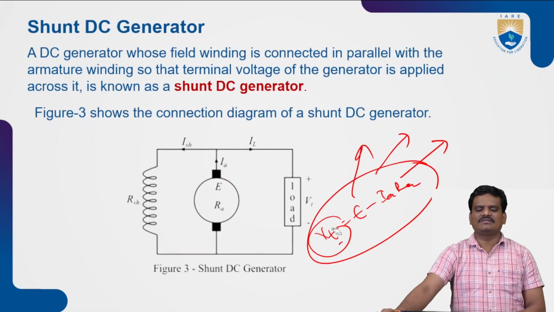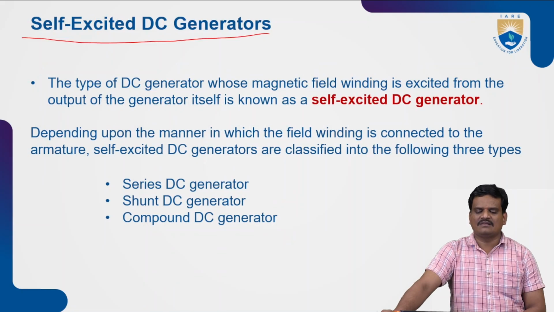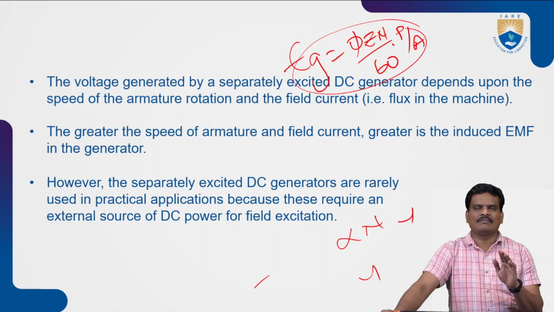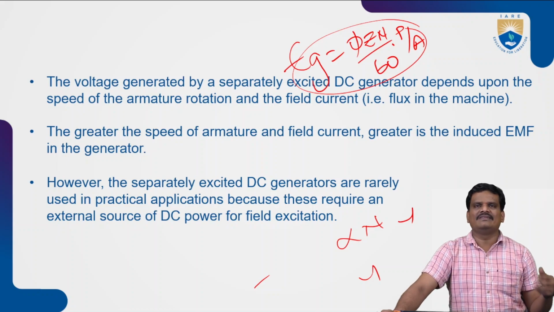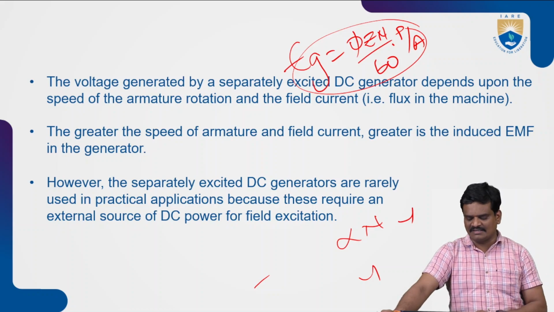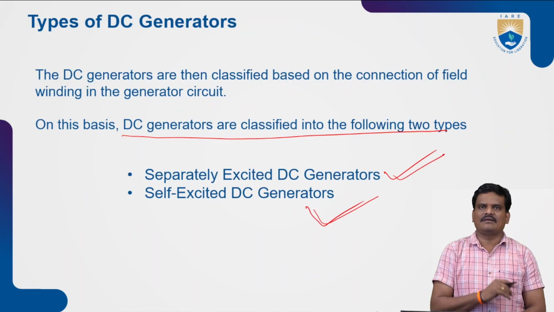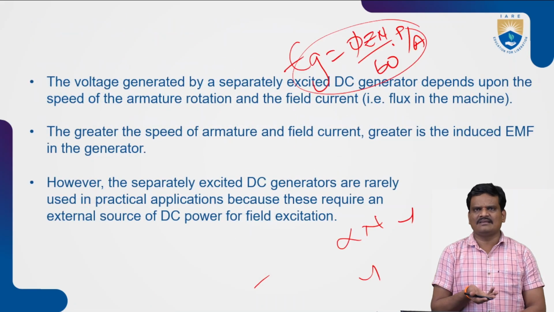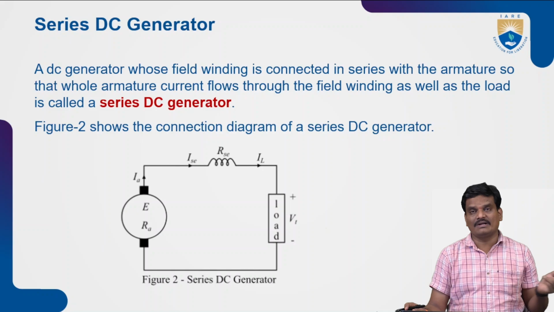So how has the classification of these generators been done? The classification of DC generators can be done mainly based upon the connection of field winding. If the excitation of field winding is done by an external means with the help of a battery, then that is called as a separately excited DC generator. If the field winding is connected in series with respect to generator armature terminals, then it is called as a DC series generator. If the same field winding is connected in parallel, then it is called as a DC shunt generator. If you use two set of field windings, one connected in series and other connected in parallel, then it is called as a DC compound generator.